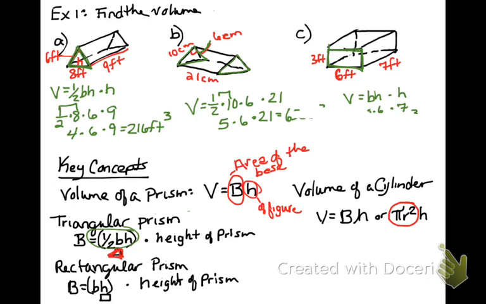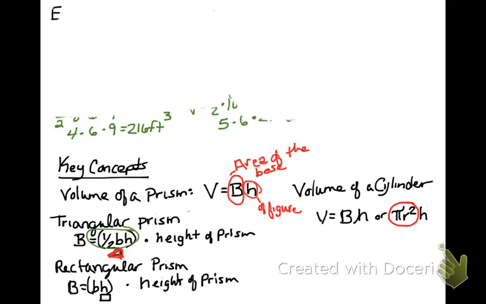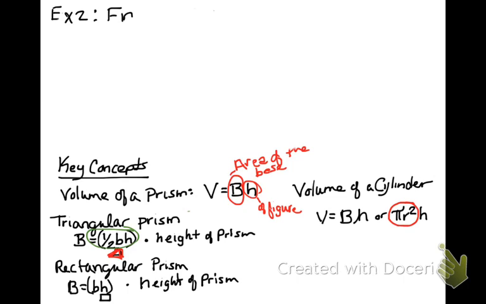So let's go back to erasing. I'm going to erase the top again, and we're going to do example 2 together. And this time we're finding the volume again, but this time they are cylinders. So A. I have a cylinder.